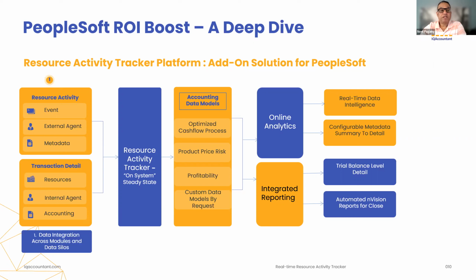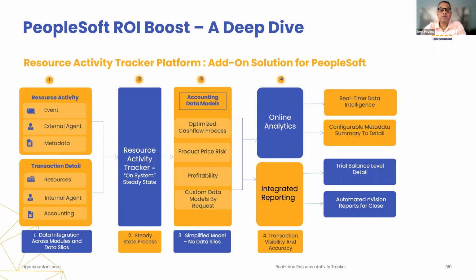Our resource activity and transaction detail are pulled by the Resource Activity Tracker. This process is steady state, so it's visible within the PeopleSoft system and supported. This Resource Activity Tracker creates accounting data models in PeopleSoft that are simplified and do not require data silos. Again, the models are optimized cash flow, product price risk, profitability, and also custom data models requested by our customers.